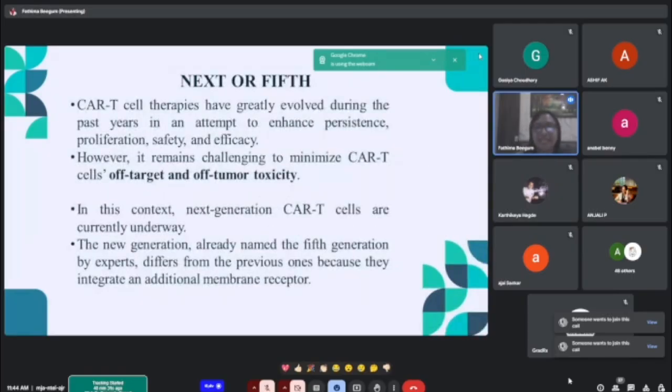The last one is the new one, that is nothing but the fifth generation or the next generation. The main advantage of this next generation is that off-target and off-tumor toxicity can be reduced. When we use CAR, there is a chance for off-target toxicities to occur because it will have the ability to bind with some other targets also. So it will cause problems. It will enhance the inflammatory markers and responses. So off-target and off-tumor toxicity can be minimized by using this fifth generation.